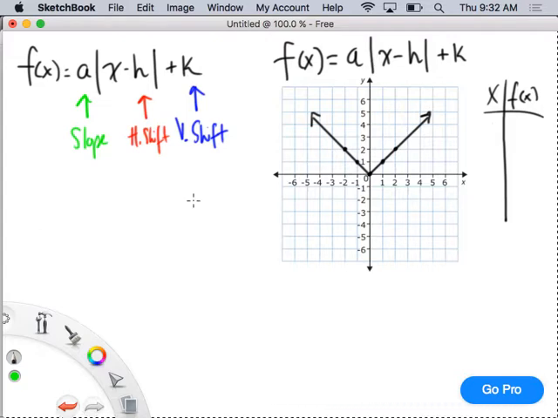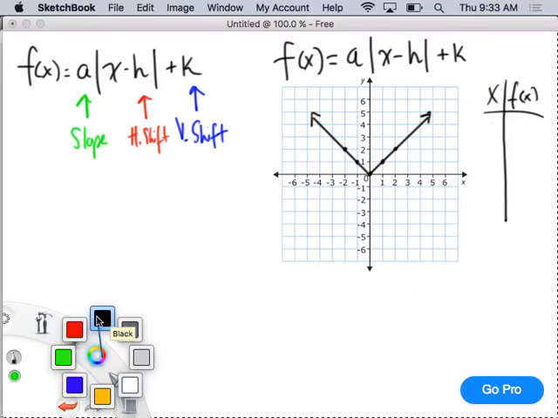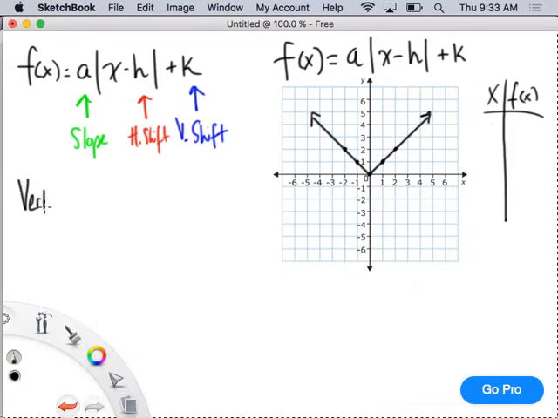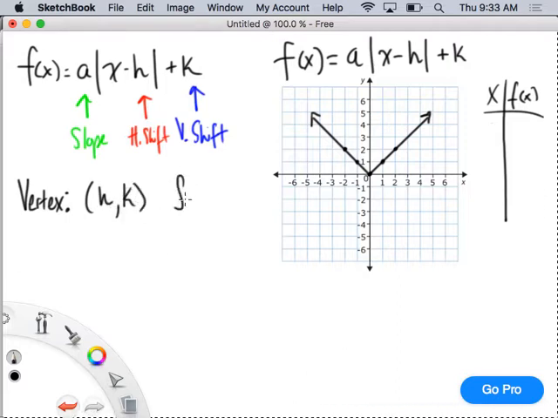But let me ask you something. If I take my vertex and shift it over 2 and up 3, where's my vertex? (2, 3), right? So h and k aren't just horizontal shift and vertical shift. The location of my vertex is at (h, k). So that's a very important thing. And the slope is just a. The slope of my line is a. With these two components, you can graph any of these functions.